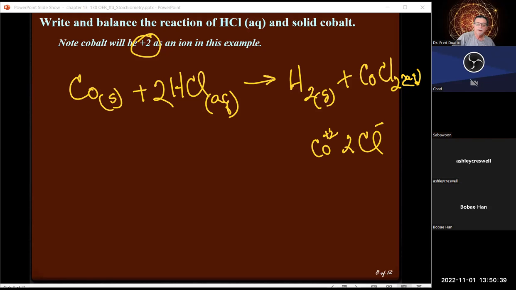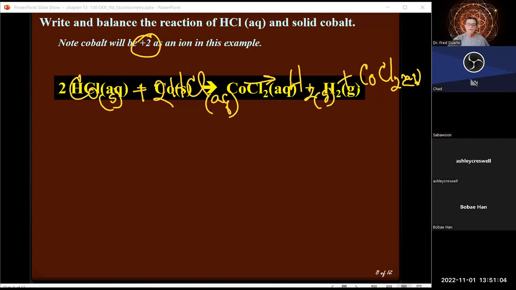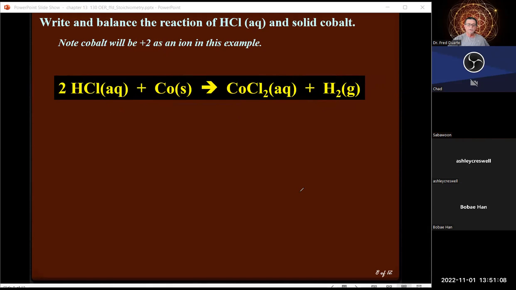Okay, and so let me erase something here. You can erase this. All right. So we got it balanced, I believe. Double check me. I think everything's correct. All the physical states are there. Yep. All right, let me clear this up. My mess.